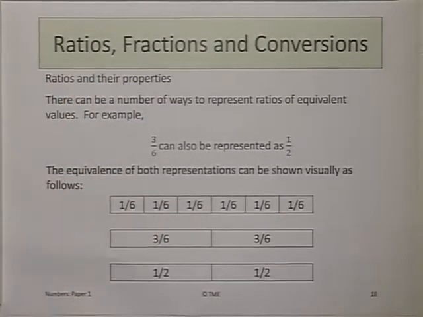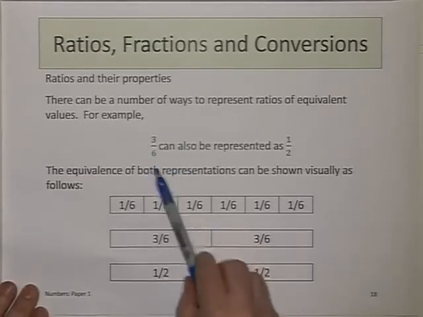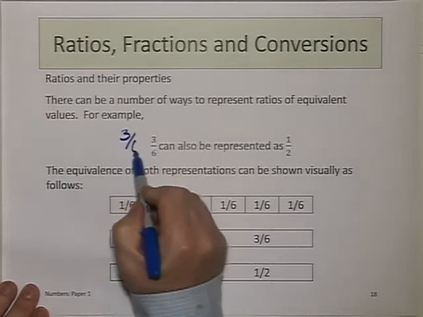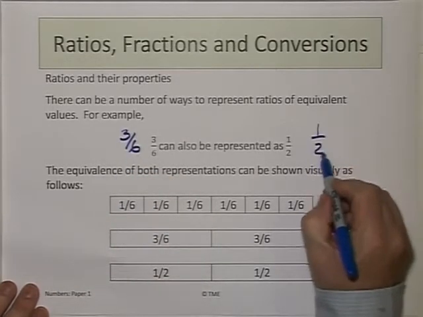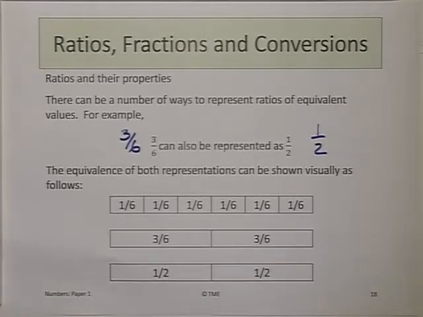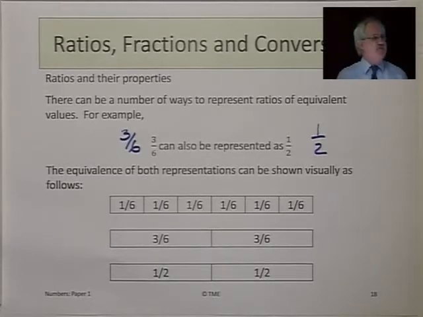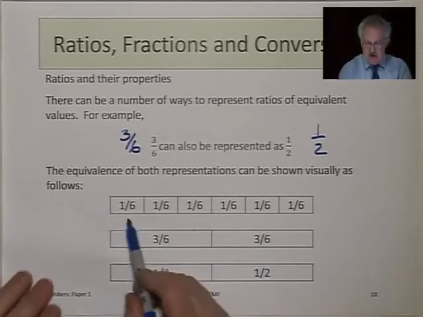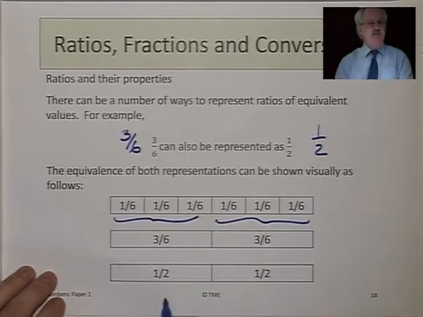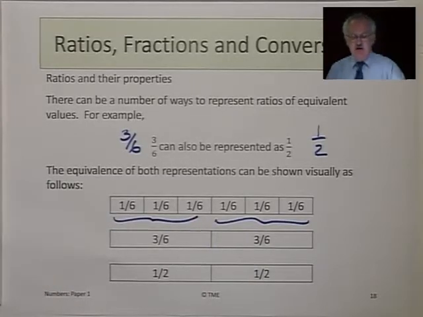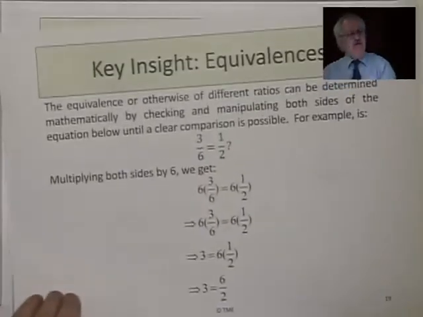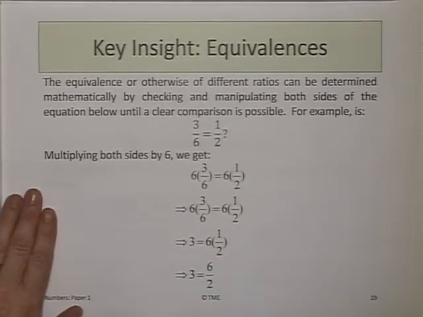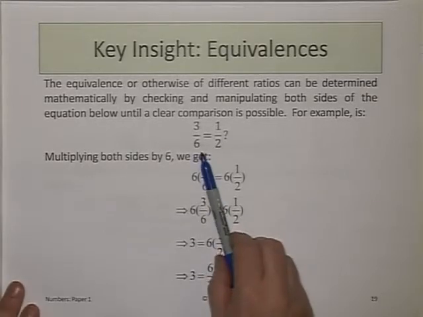Ratios, fractions, and conversions. Ratios and their properties. Well, a number like 3/6 can also be described as 1/2. And you're used to that. If you split a pizza in 6 and somebody takes 3 bits and somebody else takes 3, they get half each. Very familiar. There's the 3/6 and the 3/6, and by joining them together, effectively, it's half and half. Let's use that insight for the moment and see if we can push it and use it to our advantage. 3/6 is 1/2.